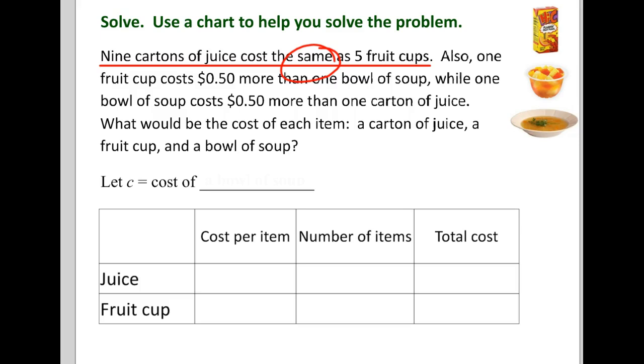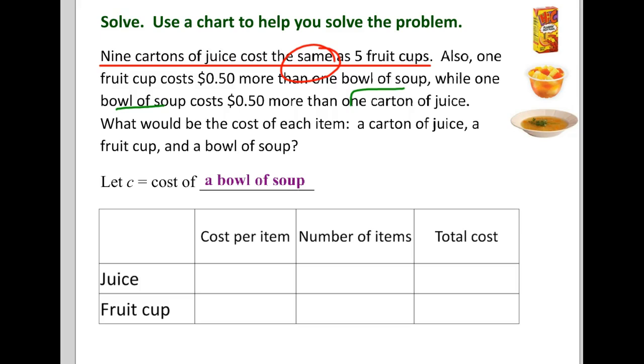1 fruit cup costs 50 cents more than 1 bowl of soup, while 1 bowl of soup costs 50 cents more than 1 carton of juice. Everybody's price depends on who? Yeah, who was the one that was mentioned twice? Bowl of soup, bowl of soup. So we're going to let C be the bowl of soup.